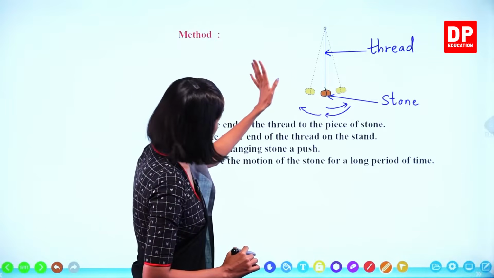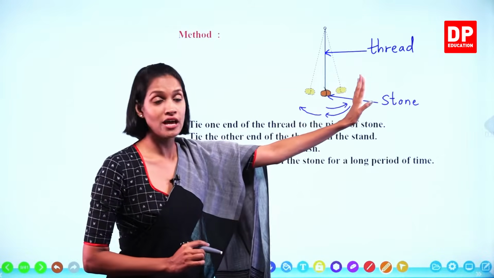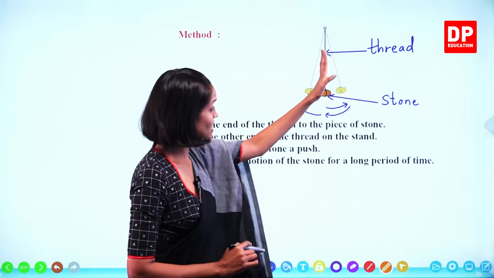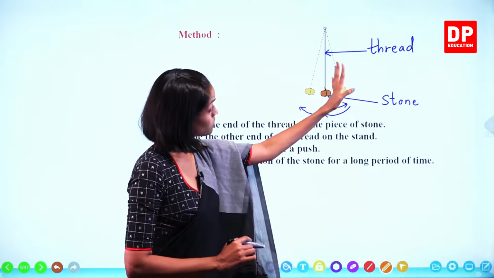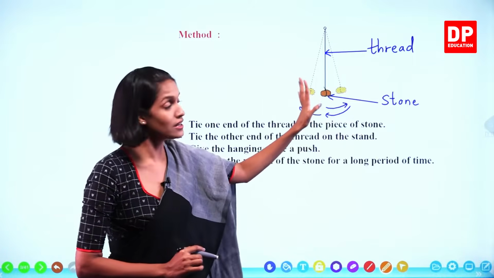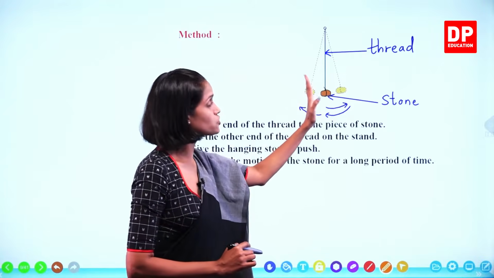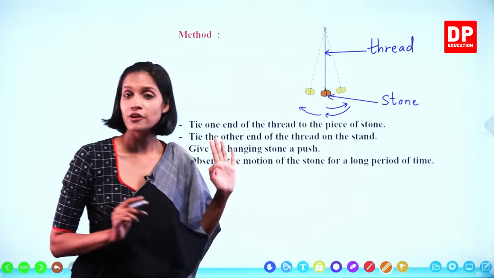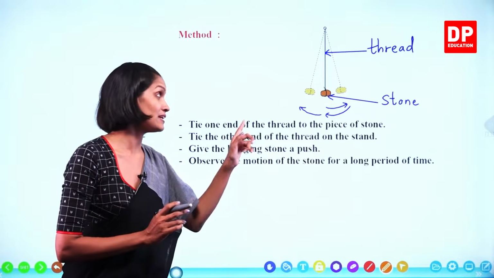It depends, children. When you push the stone, if you push it only a little, it's going to move to either side, and within a short period of time you are going to observe that it will stop. But if you push it more, then what will happen? It will move to either side for a longer period of time and it will take more time to stop. Okay? Now we are going to do this activity in the lab.